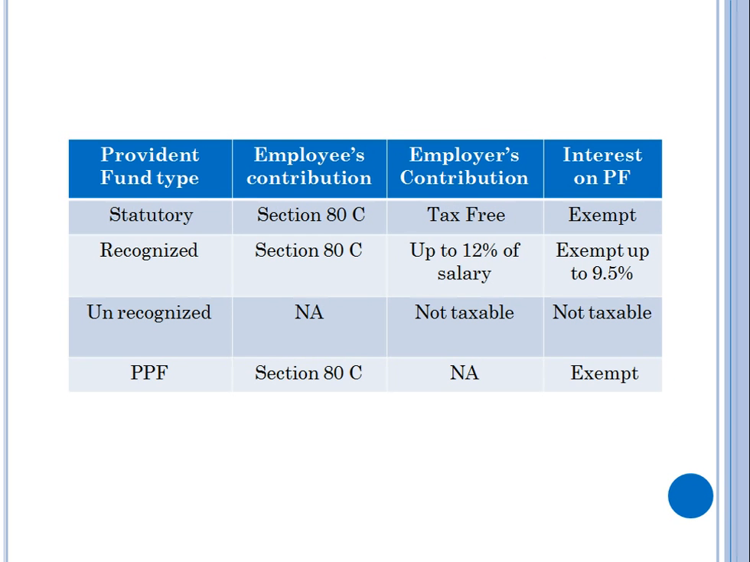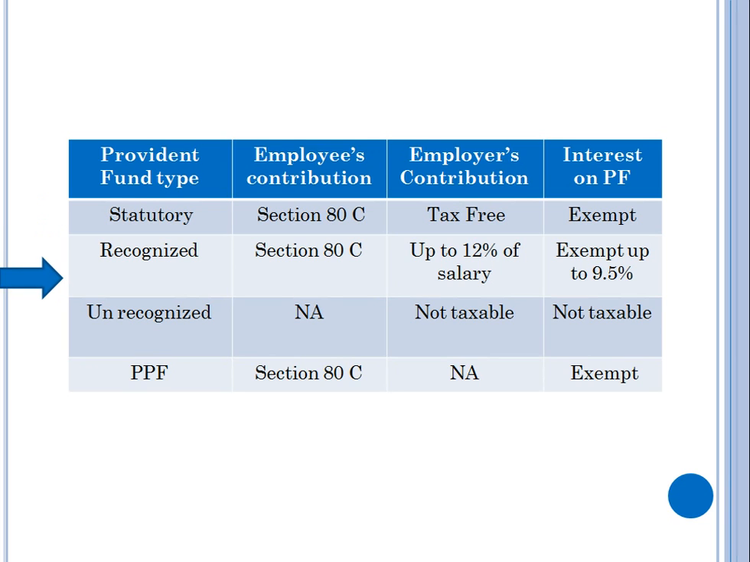Now let us see a comparative analysis between all types of Provident Fund in India. All types of Provident Fund have 2 contributions: one is employee contribution, the other is employer contribution. PPF is a special Provident Fund since it doesn't carry any role for an employer. This PPF account is opened purely on the employee's own interest. Under Statutory fund, the employee's contribution is eligible under Section 80C and the employer's contribution is completely tax-free. The interest earned on such Provident Fund is exempted from income tax.